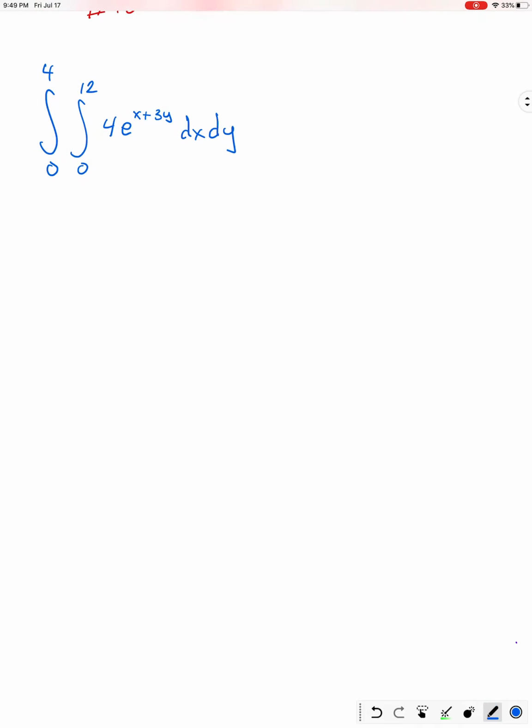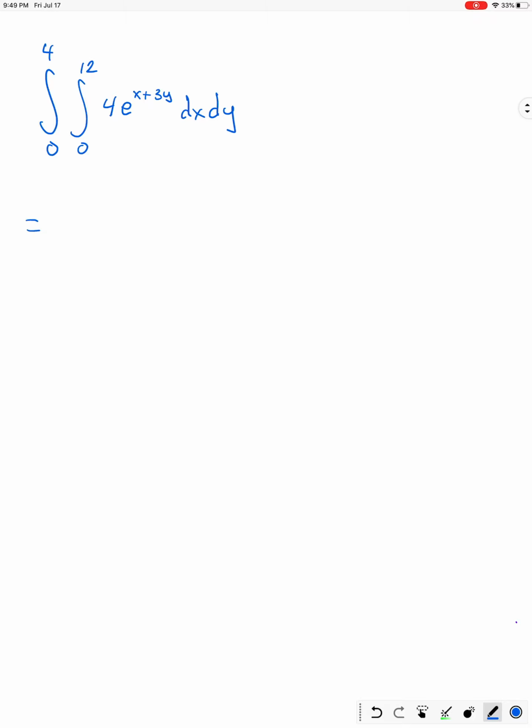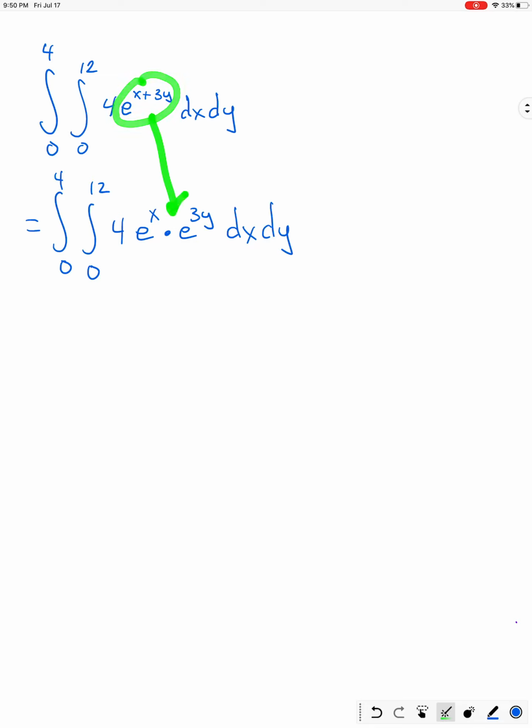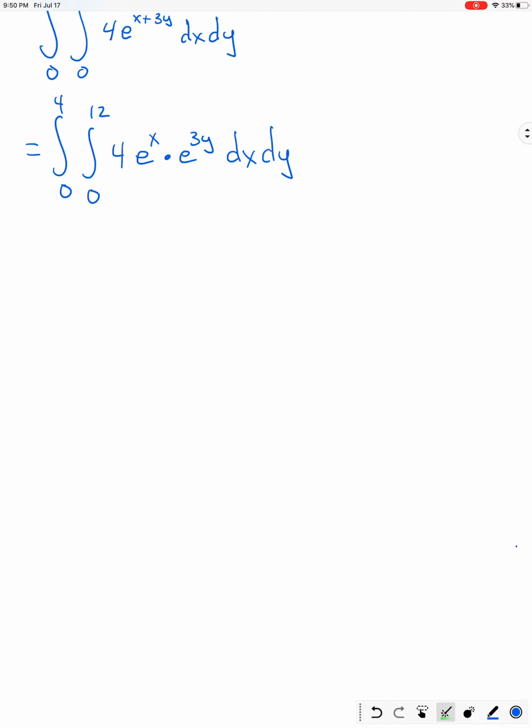So what I'm going to do to get out of trouble later on is rewrite this exponential as a product instead of having the exponent added. So 4 times e to the x plus 3y is the same as 4 times e to the x times e to the 3y, dx dy. So what did I do? Well, I took this term and algebraically wrote it as multiplication instead of the addition in the exponents.